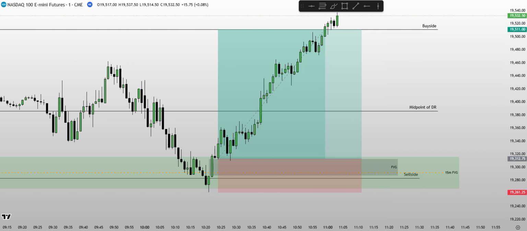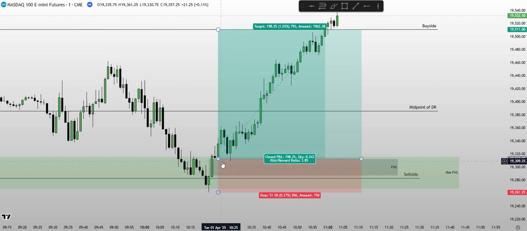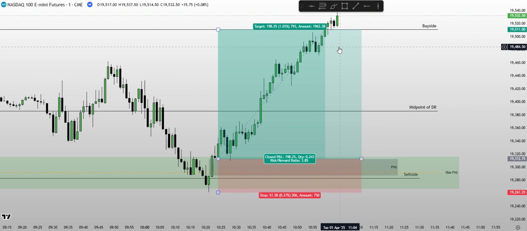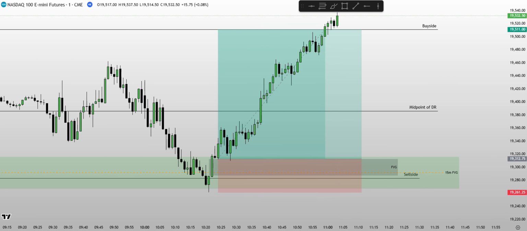So we get a beautiful setup, beautiful move, beautiful entry, retest, go to the midpoint, displace past it, and then a beautiful move to that opposing liquidity for almost 200 points, 3.85 risk to reward. So that's how you can utilize dealing ranges to your advantage.